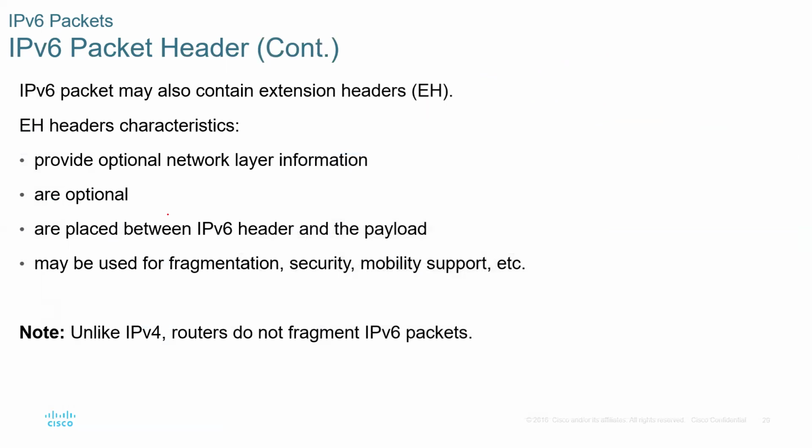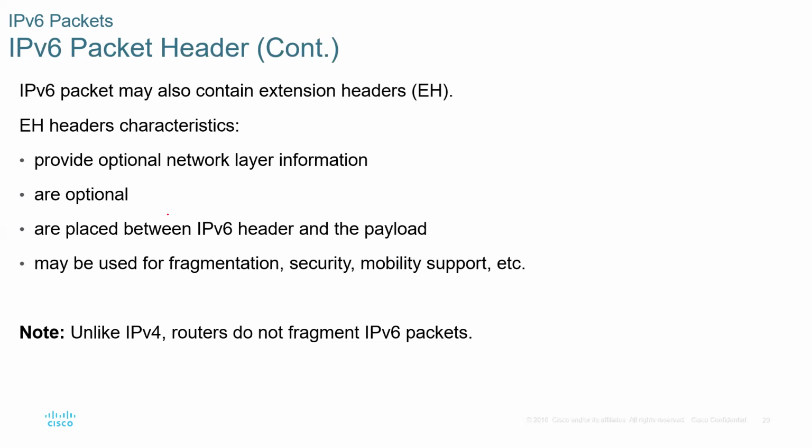An IPv6 packet may also contain extension headers. Extension header characteristics include that they are optional and provide optional network layer information. They are placed between the header and the payload, and may be used for fragmentation, security, mobility support, etc. Unlike IPv4, routers do not fragment IPv6 packets. All right.